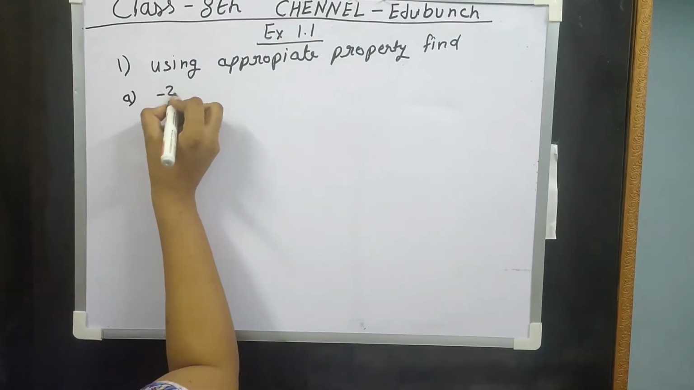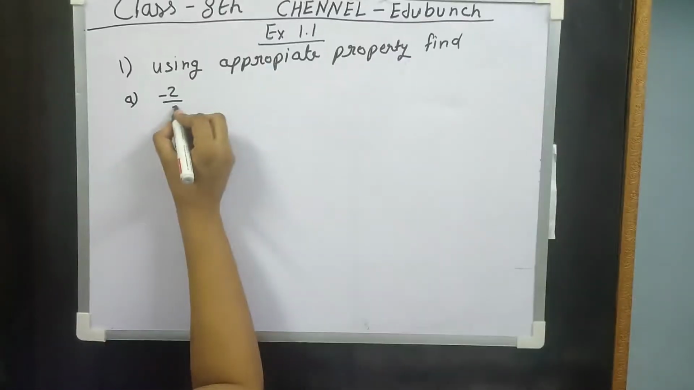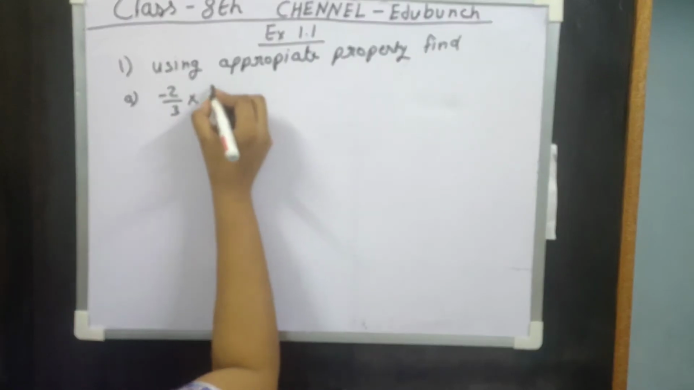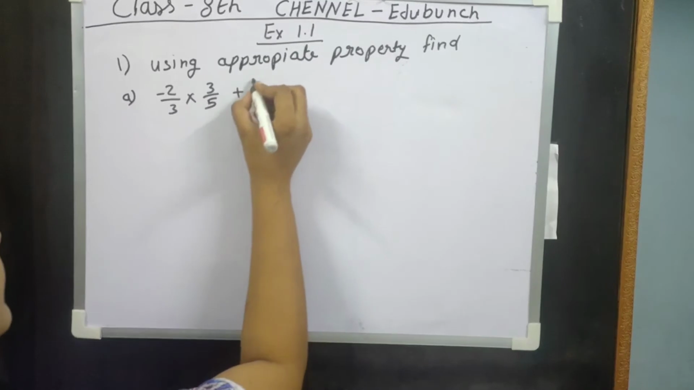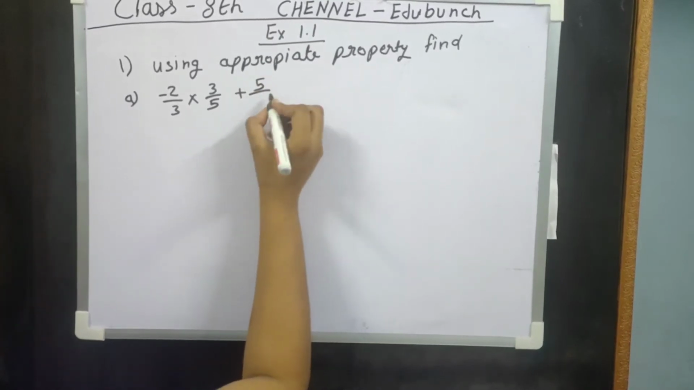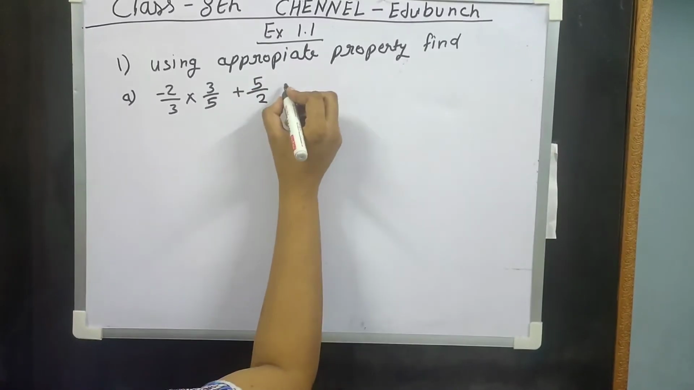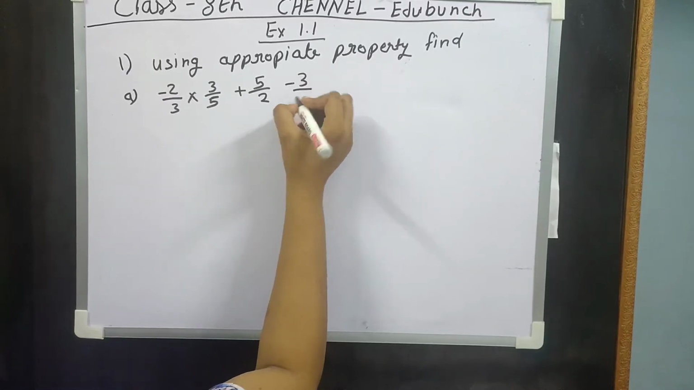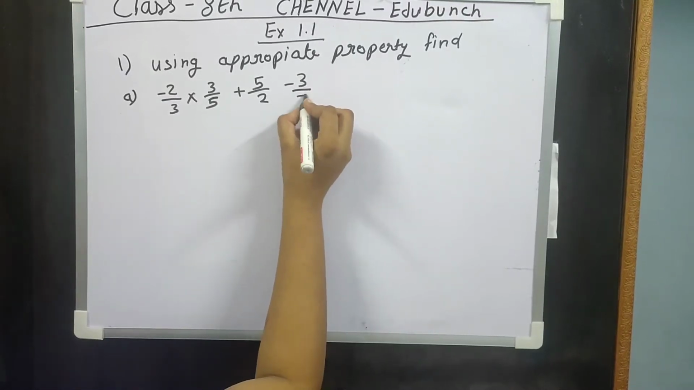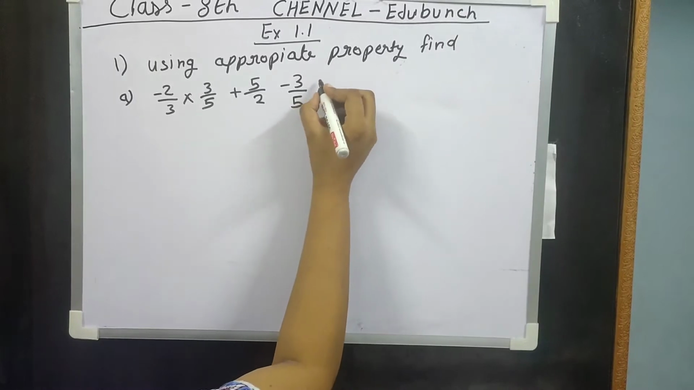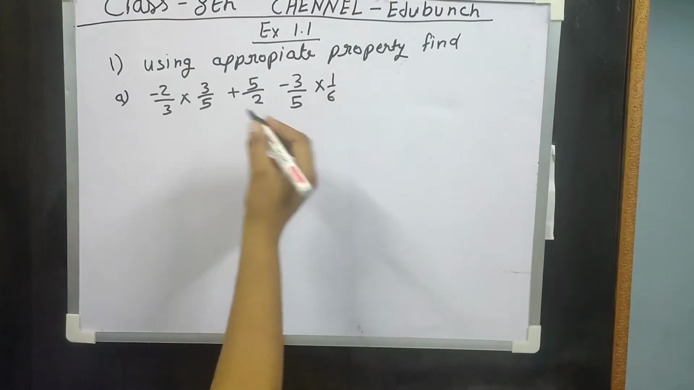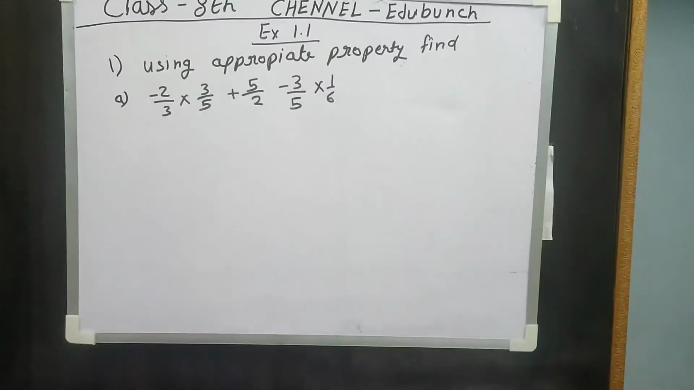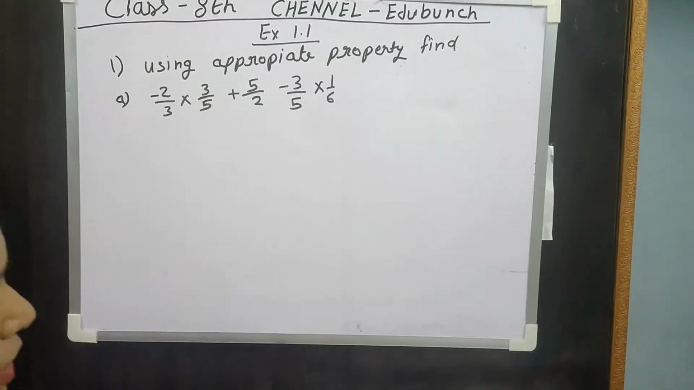Here our first question is minus 2 upon 3 multiply 3 upon 5 plus 5 upon 2 minus 3 upon 5 multiply 1 upon 6. So this is our first question. Now we will solve this sum with the appropriate property.